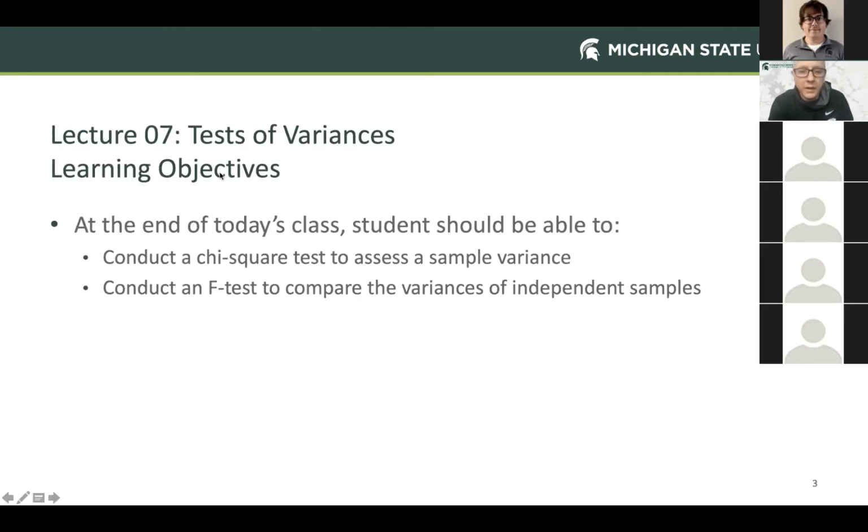Okay. And so after today's class, you'll have 2 additional tests in your toolbox, essentially. The first of those is a chi-square test, and there are a variety of different applications for the chi-square test, and you've probably seen some of these in prior classes, but today we'll talk specifically about the case where we're assessing the variance of a single sample. And then we'll also talk about an F-test, which can be used to compare the variances between 2 independent samples, okay?